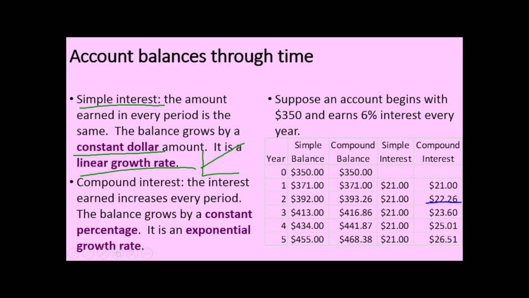The next year, in year 3, I earn 6% interest on $393.26. So we're earning $23.60 in interest, and the balance is going to go up to $416.86. It's growing by a constant percentage rate instead of by a constant dollar amount, and this constant percentage rate is 6%. So it's growing at an exponential growth rate. Okay. So with compound interest, the amount of interest that you earn every year actually increases. With simple interest, the amount you earn is the same every year.